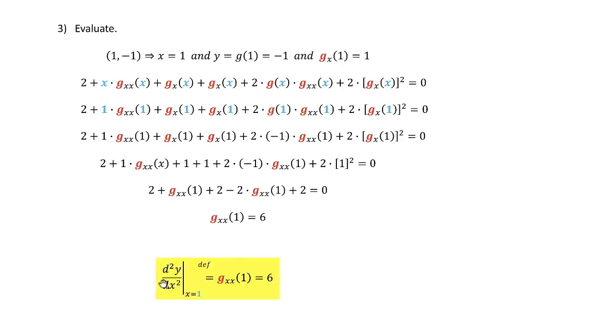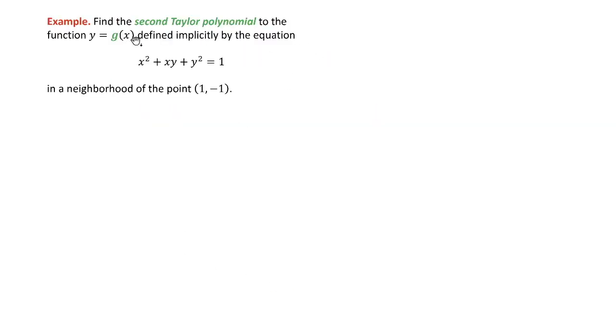And that gives us, again, the second derivative. I explained this notation before. It's d/dx of d/dx. So the second derivative at 1 is 6. Now, if we want to find the second Taylor polynomial, this is our data. The point a is 1. G of 1 is -1. G_x of 1 is 1. G_xx of 1 is 6.